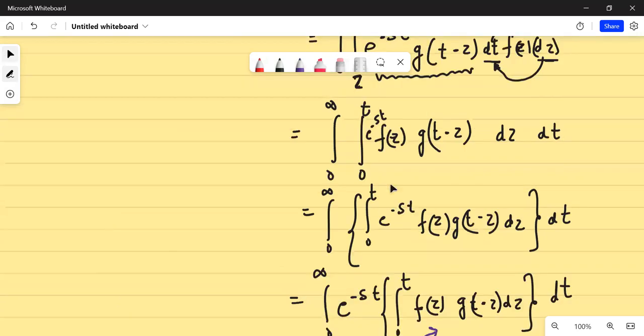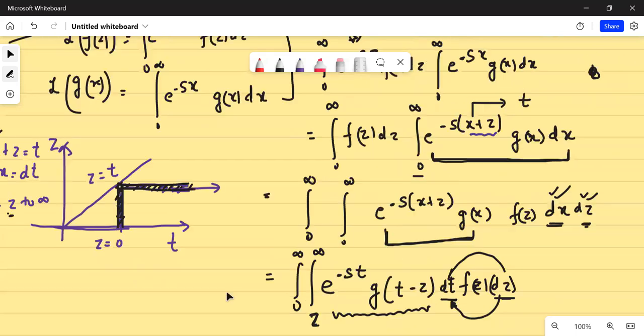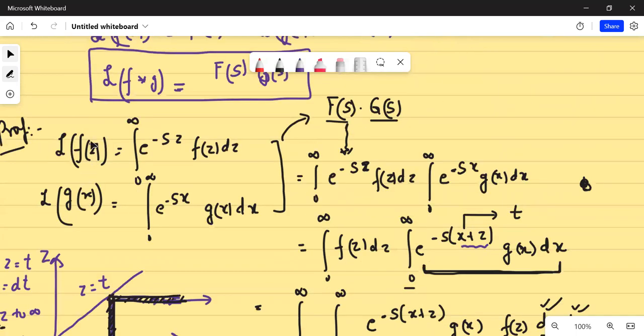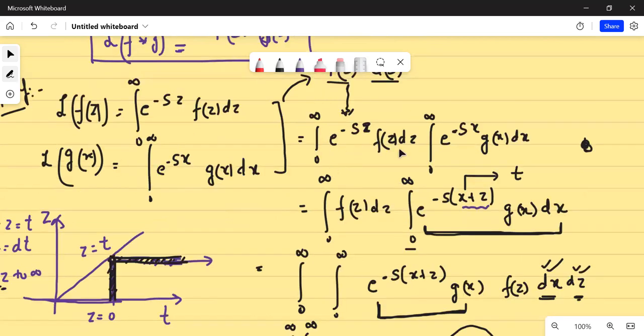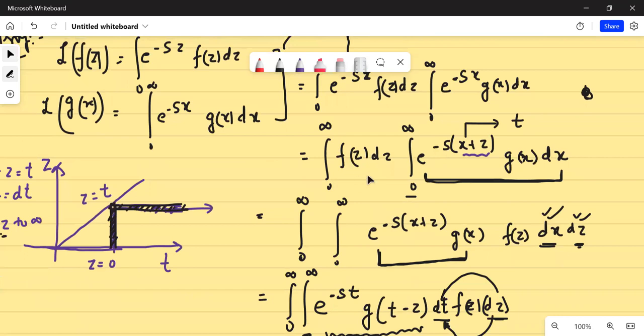So initially, let us again revisit this. The Laplace transform of f(z) is given by the integral of e to the power minus sz f(z) dz. The Laplace transform of g(x) is given by the integral from 0 to infinity of e to the power minus sx g(x) dx. Now I'm trying to find this product, F(s) into G(s). So F(s) into G(s) would be the integral from 0 to infinity of e to the power minus sz f(z) dz, and the integral from 0 to infinity of e to the power minus sx g(x) dx. And why did I choose two different variables? Otherwise, it will become a square of it. So now it will be a double integral.